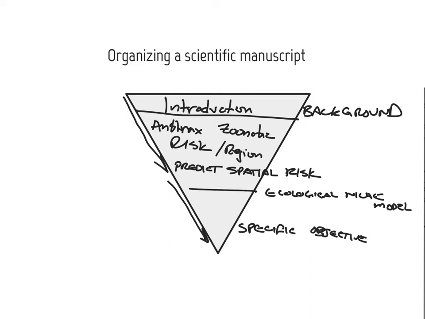So the specific objectives we would give our reader, for example, in this study, our goal was to use historical anthrax outbreak locations and ecological niche modeling to better estimate the potential distribution of anthrax in Kyrgyzstan to inform public health of risk areas.